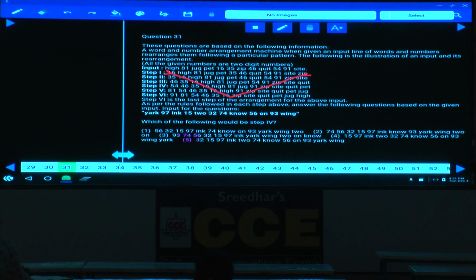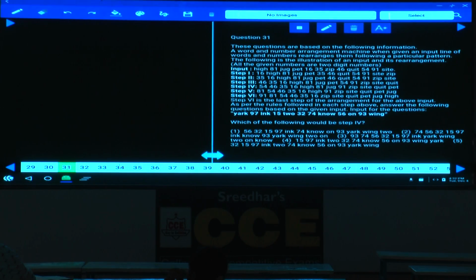Now numbers are shifting to the right hand side and the words are shifting to the left hand side, isn't it? Then after this 16, next highest number is 35 arranged at the first place, next highest number is 46 and so on. And similarly the words also: zip, cite, quit, pet, jug. Now all these are arranged in the ascending order. Done? Yes, shall I explain the questions or not required? Yes, questions please.